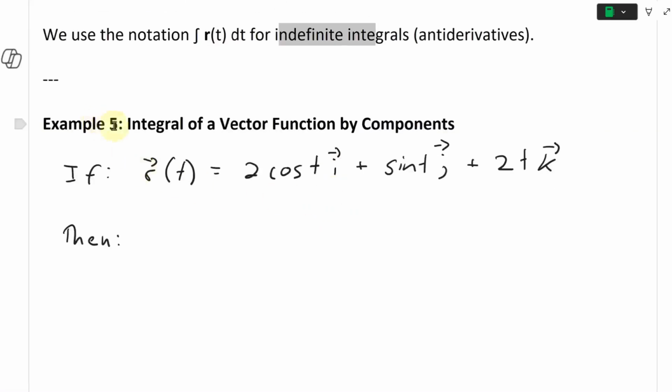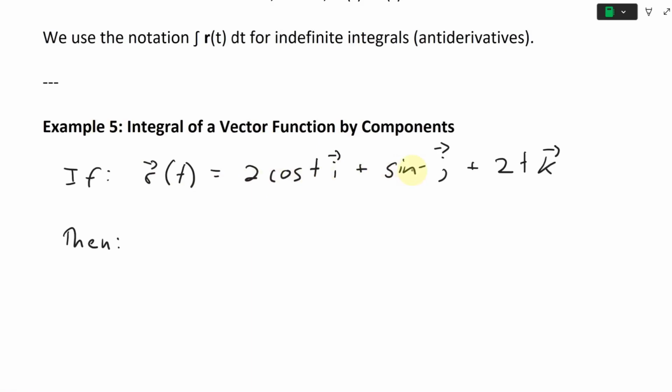So example 5. Integral of a vector function by component. If we have r of t, the vector function, equal to 2 cosine t i plus sine of t j, and then plus 2t k, then the integral of r of t dt, or the antiderivative, is equal to, well, the antiderivative of cosine, that's just sine.